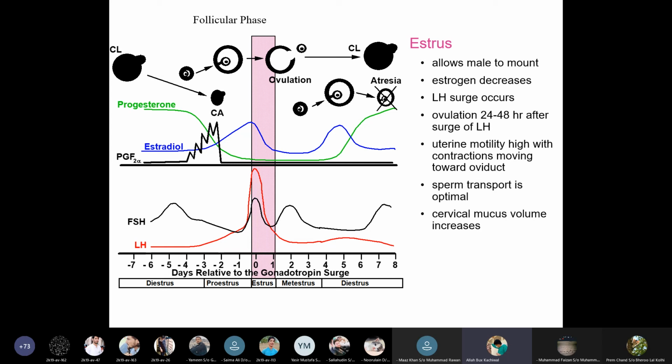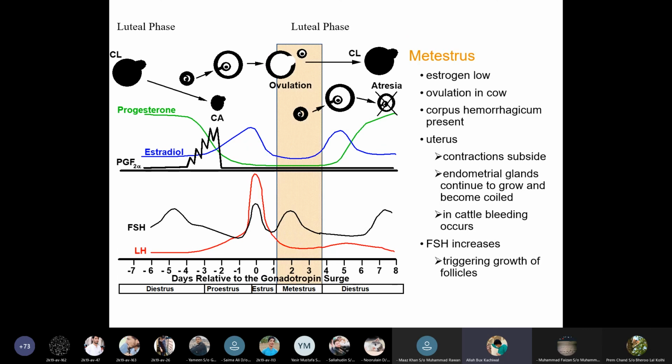So cervical mucous membrane volume increases in this condition, whereas in the metestrus the estrogen level will be lower than when ovulation in a cow takes place. The corpus luteum hemorrhagicum will be developed at the site of the rupture of a follicle, where the uterine contractions subside and the endometrial glands continue to grow. In cattle, bleeding occurs in the metestrus, which is the sign of metestrus, when there is bleeding after the estrus.